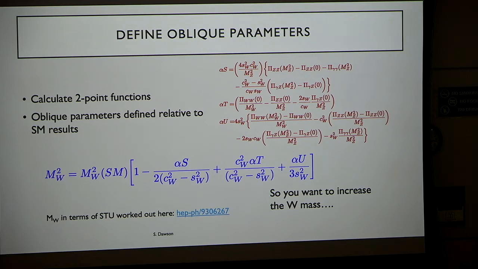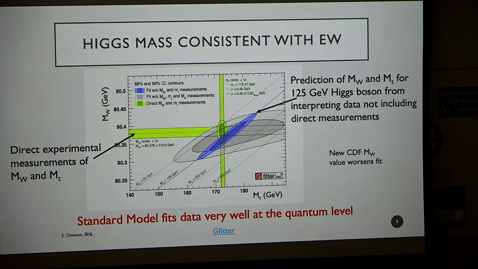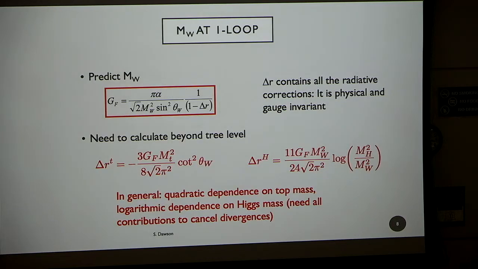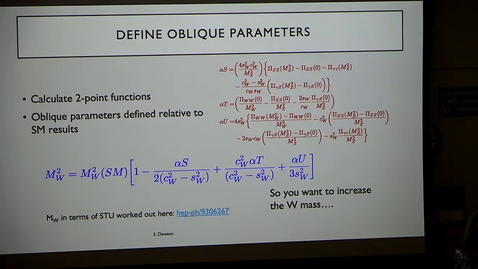So if I predict MW, let's go back. Yeah, we can go back here. So I'll predict MW from this kind of relationship. But alpha, for example, will get contributions from pi, gamma, gamma, and so forth. So you've got to renormalize the input parameters too. But since this isn't a course in radiative corrections, I'll just tell you that this is the answer.